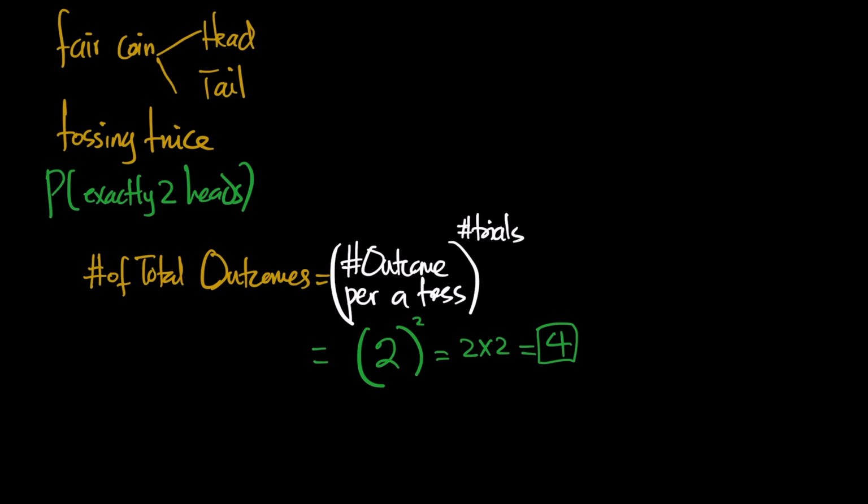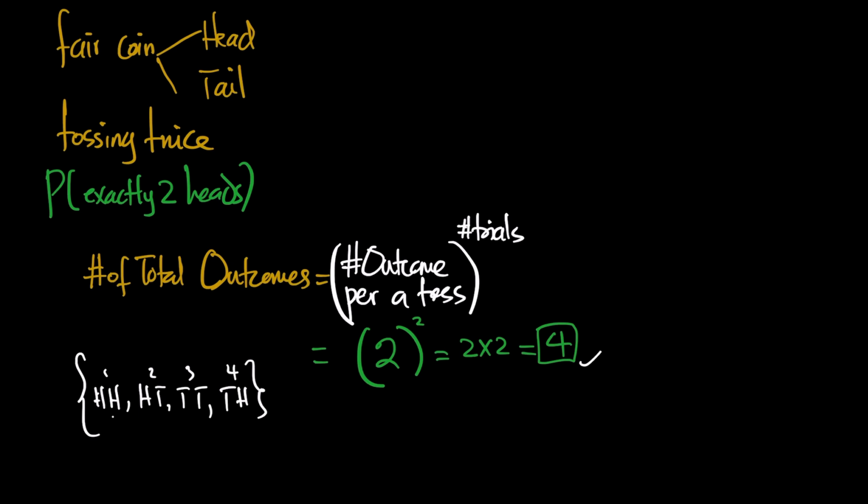Now, how do we list this? It's easy. The first toss could show up as a head, and the second toss could also be a head. The other possible outcome is that the first toss could be a head, but the second one shows up as a tail. Or the first toss could be a tail, and the second toss could also be a tail. Or the first toss could be a tail, and the second toss a head. These are the total outcomes, and you can see it's 1, 2, 3, 4, as the formula has given us. So now we know that this is our sample space.